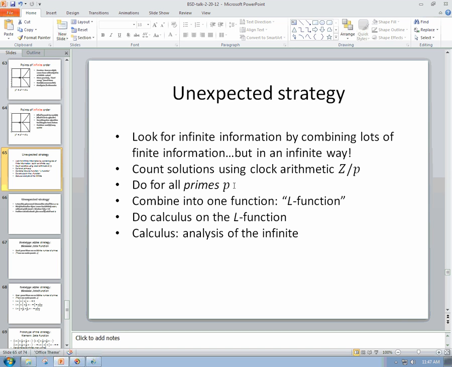Now we do it for all possible primes p. There's an infinite number of primes, so that's what I mean by combining the finite information. We count solutions using clock arithmetic, but then we combine them into this massive combination that looks at all primes at once. Turns out you can combine that into something called an L function. And then we bring in infinite analysis in a very different way. We do calculus on this L function. This is the first time I've mentioned this word, I think, in this whole talk, but it turns out to be central to the idea of Birch and Swinnerton-Dyer.